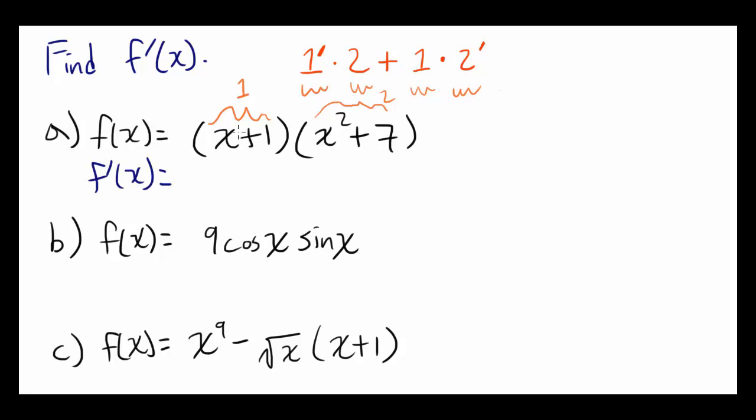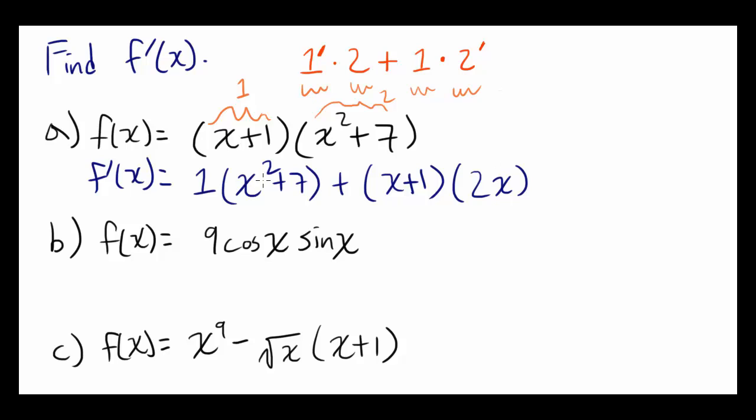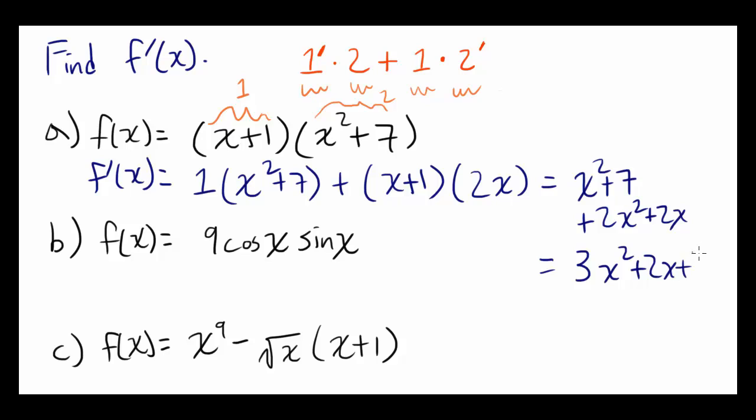Well, following this, the derivative of the first function, the derivative of x plus 1, is going to be 1, then you multiply by the second function, which is x squared plus 7, plus the first function, x plus 1, multiplied by the derivative of the second function, which comes out to be 2x. And then you can simplify this. Multiplying by 1 is the same thing as just the thing itself. So x squared plus 7, and then you can distribute the 2x. x squared plus 7 plus 2x squared plus 2x. You can combine x squared terms: 3x squared plus 2x plus 7.